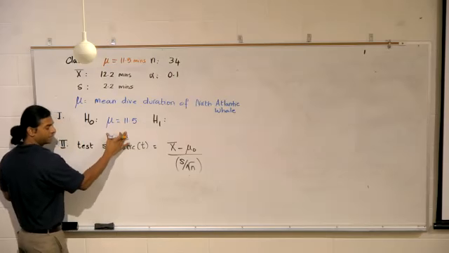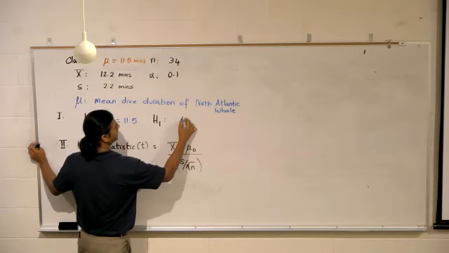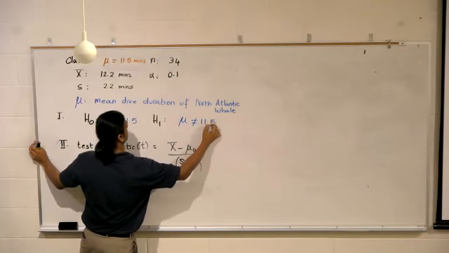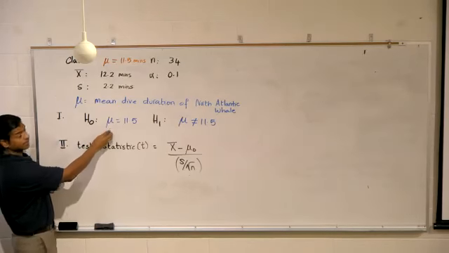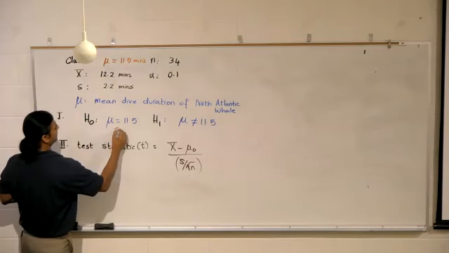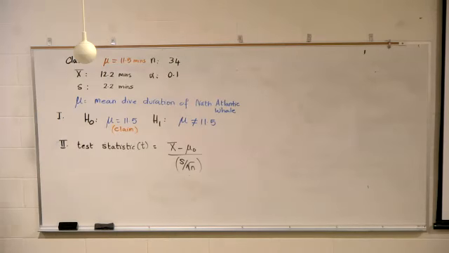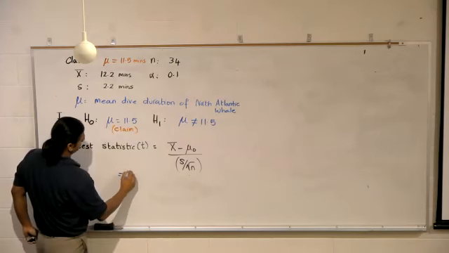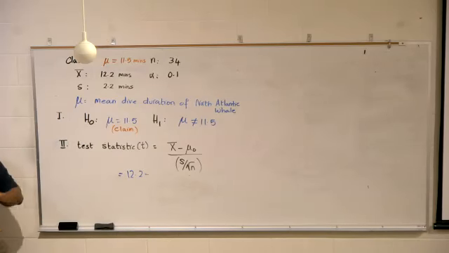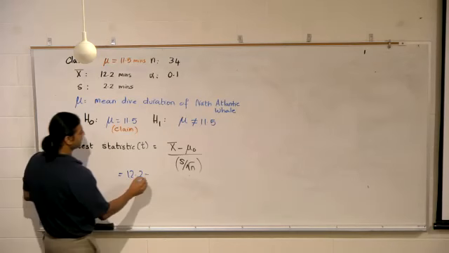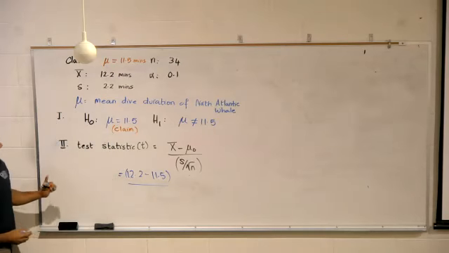So if this is mu equals 11.5, what is that? Not equal to. So where is the claim? The claim is in the null. So that is our claim. The sample mean is 12.2 minus mu naught. Do we have mu naught? Yes, 11.5, divided by the standard deviation.